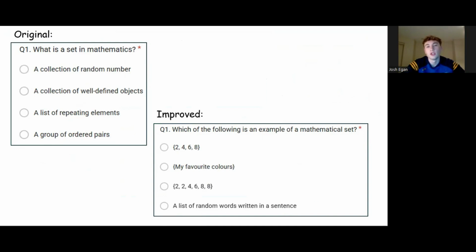Such as this one that I changed from having to select the correct definition, which is something that you can obviously just learn off, to having to choose the option that contains a mathematical set. This means that students have to understand the definition of a set to be able to select the correct one or the real set in the question, rather than just learning off the definition.